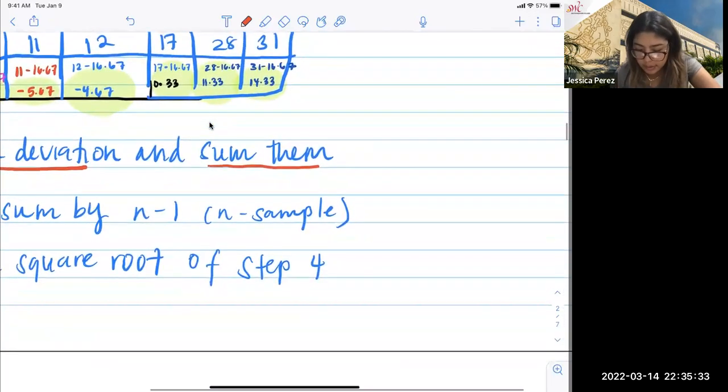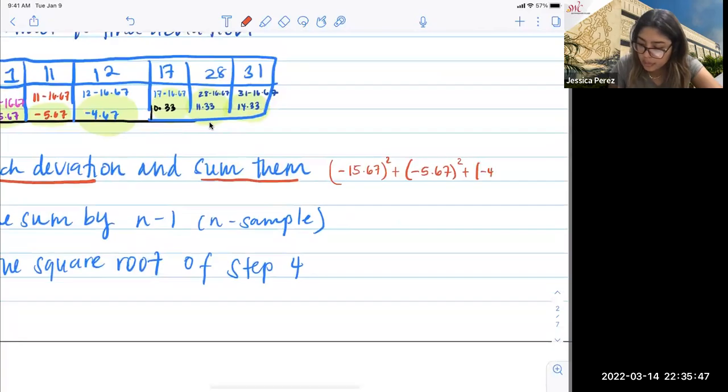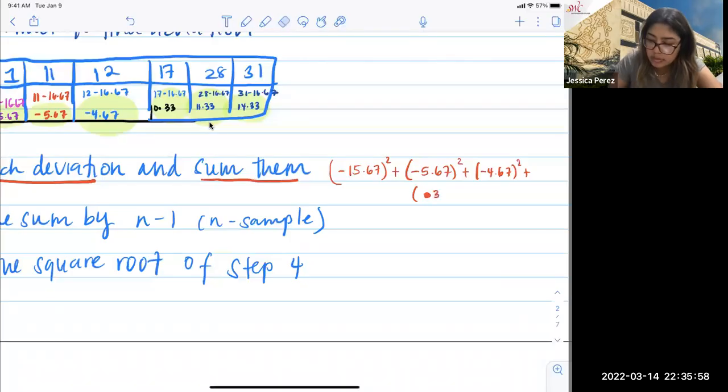So let's look over here. So I have negative 15.67 squared plus negative 5.67 squared plus negative 4.67 squared plus, oh, sorry, this one's 0.33 squared plus 11.33 squared plus 14.33 squared. This is a 14.33.